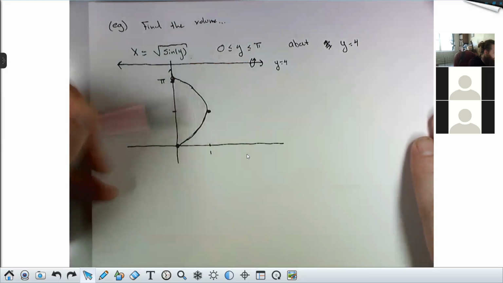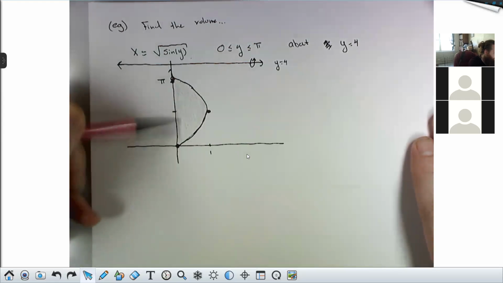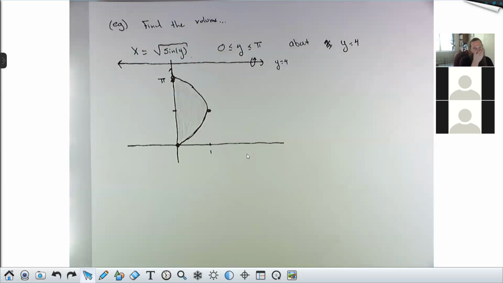Someone's saying the shading wasn't dark enough the other day, so that's clear. There's my region.